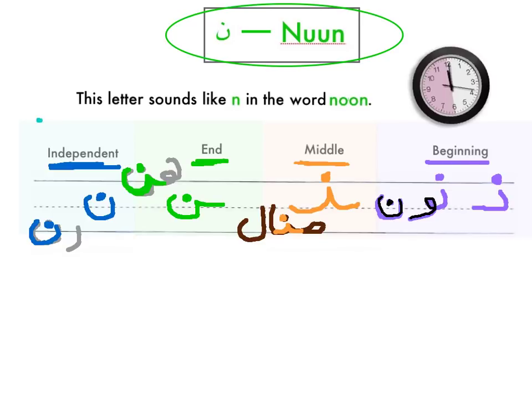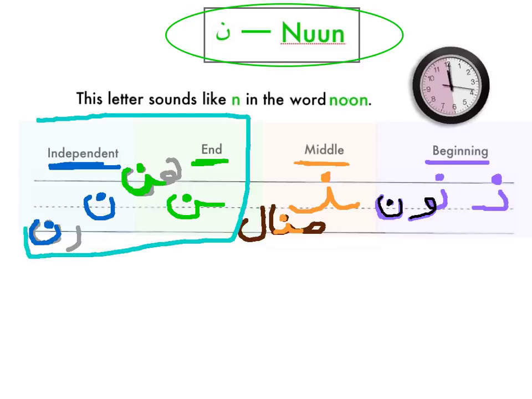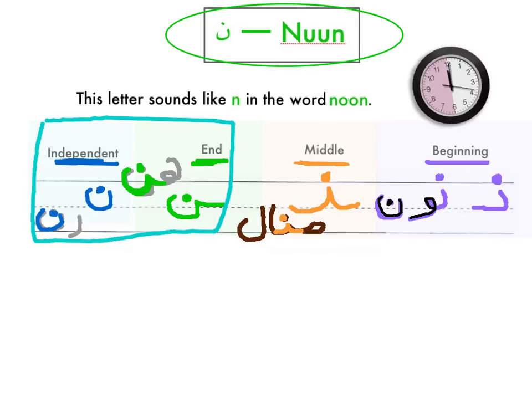Remember that the noon in independent form and its connecting form at the end are related to each other, because it's only written in independent shape like this at the end of the word. Some letters in Arabic might look similar to the letter noon when they come at the beginning and in the middle of a word. For instance, the letter ba versus the letter noon.